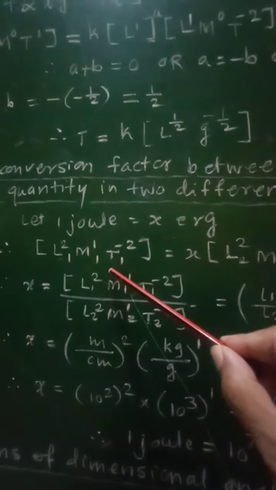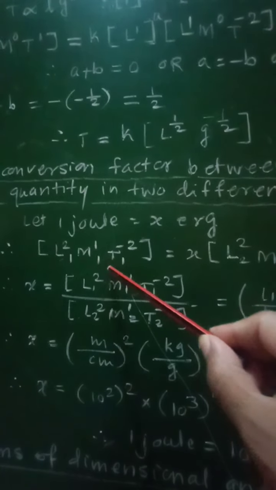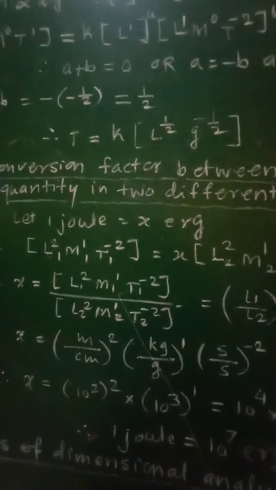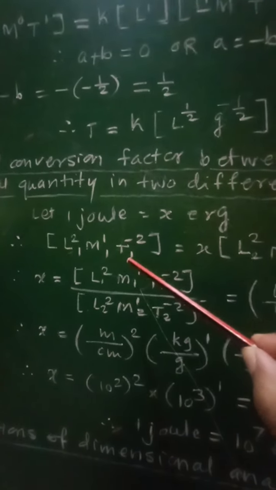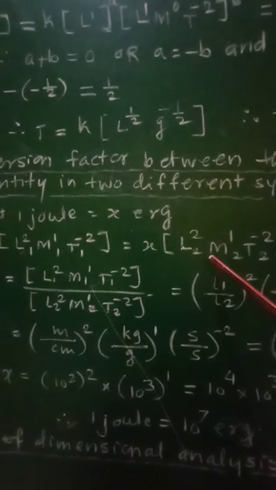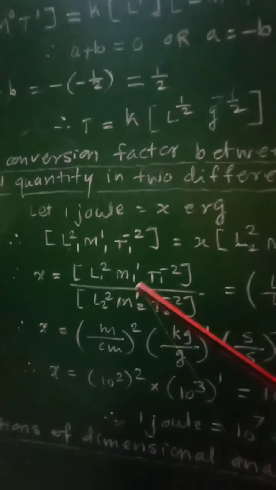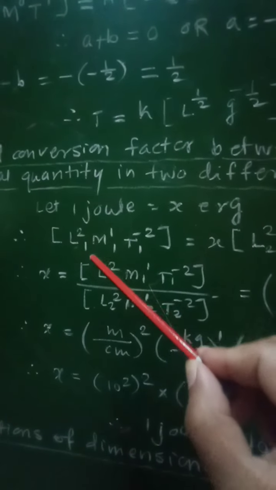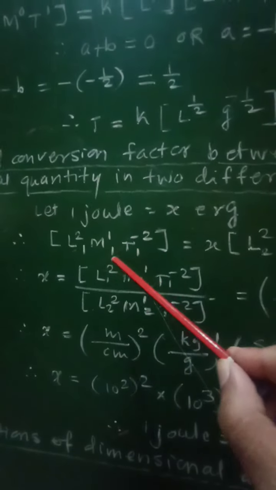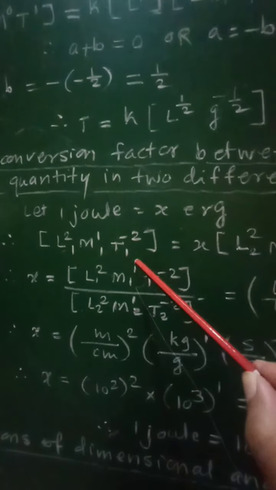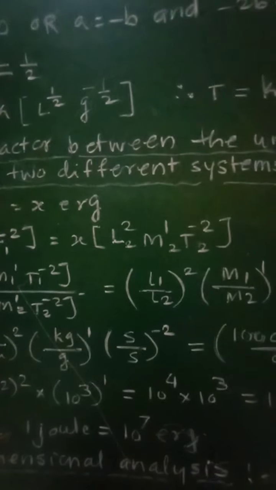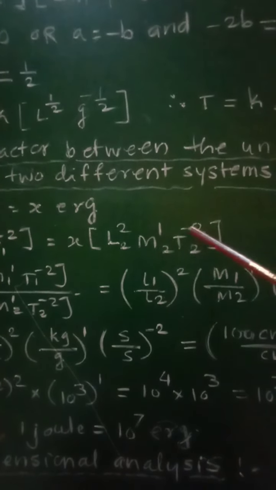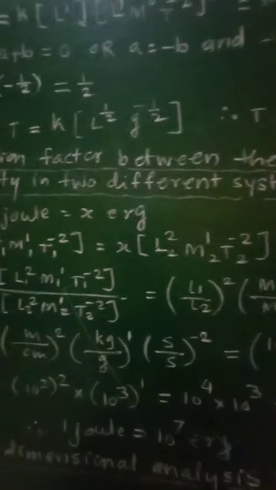Now here we have written prefixes 1 on the left and 2 on the RHS, that means for SI units we have written 1 and for CGS units we have written 2. Therefore for 1 joule we can write [L1]^2 [M1]^1 [T1]^-2 is equal to x into [L2]^2 [M2]^1 [T2]^-2.